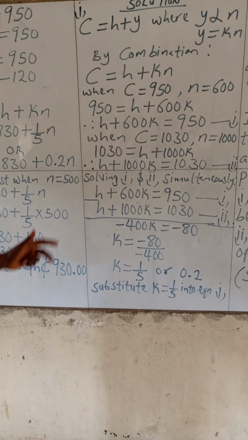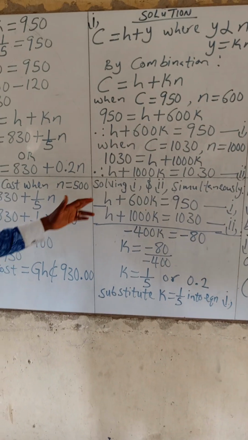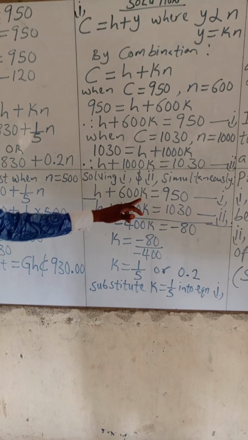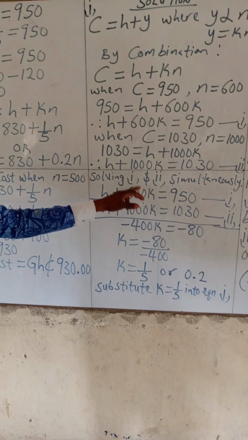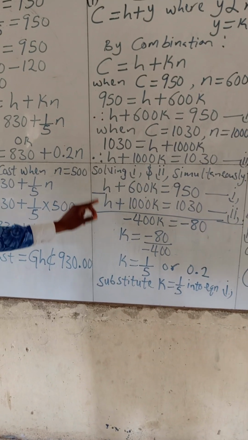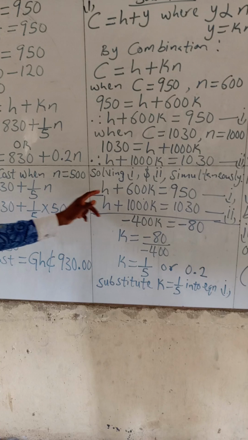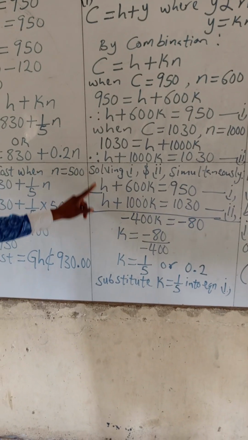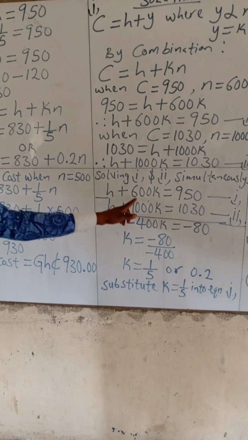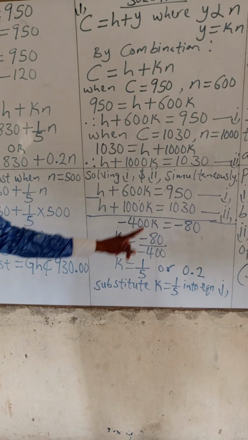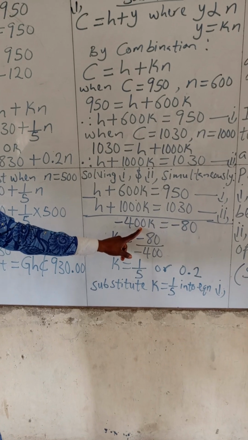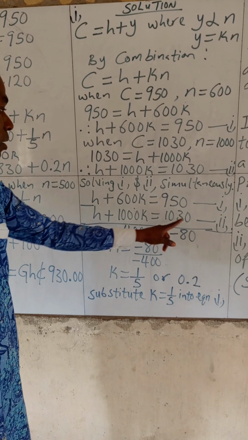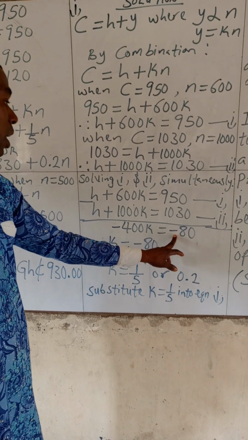So in this case, for H, we are still going to use the elimination method. The coefficient of H here is 1, and H here is 1. The coefficient of K here is 600, while this one is 1000. So this is not the same, but the coefficients of H are the same. So find a way of eliminating them. It's only by subtraction. So H minus H gives us 0. So 600K minus 1000K gives us minus 400K equals 950 minus 1030, which gives us minus 80.